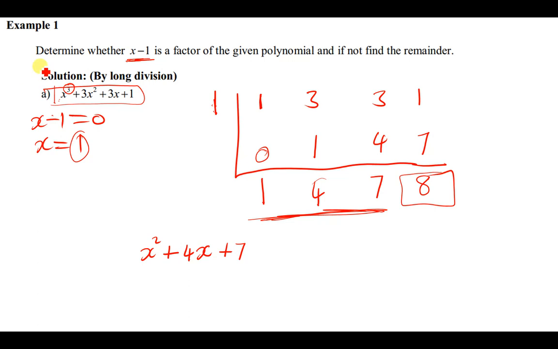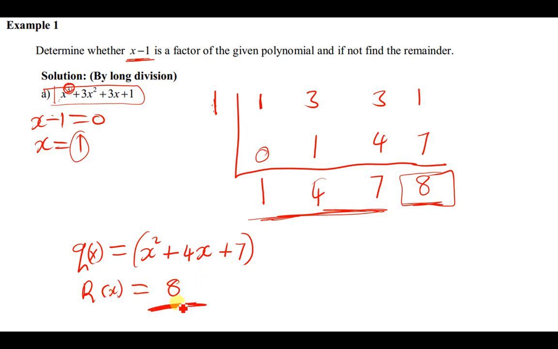If we had x to the power 4 instead of x to the power 3, the first power would have been x to the power 3. If this was x to the power 5, we would have started with x to the power 4. So this is the quadratic, the quotient Q(x), and after dividing, the remainder that we have found is simply 8.